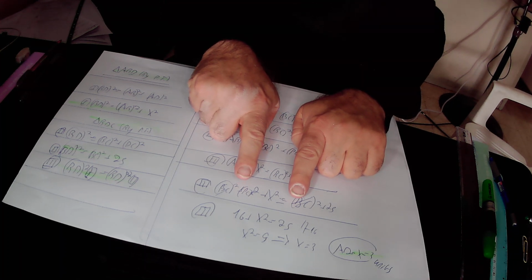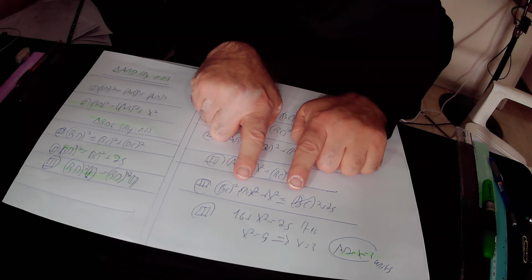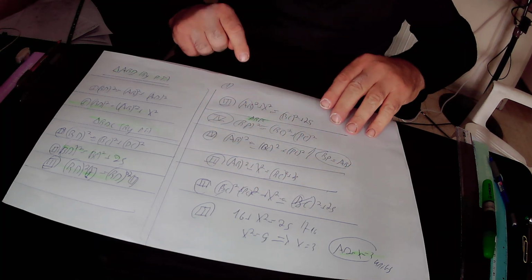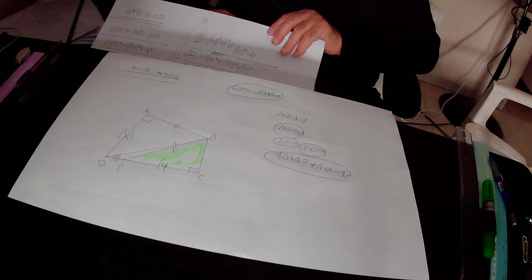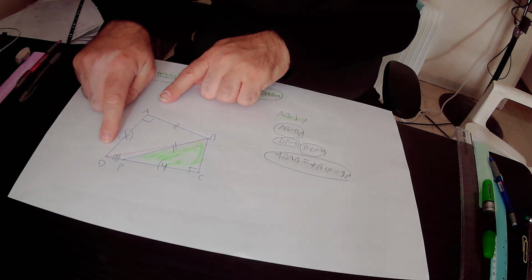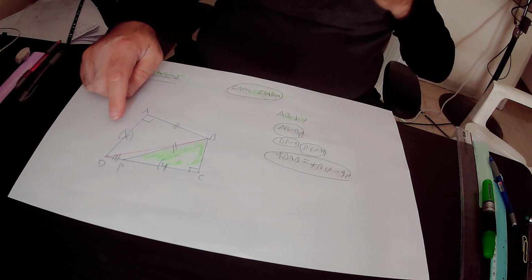Here we subtract 16 from both sides, and according to equation 3, X squared equals 25 minus 16, which is 9. So X squared equals 9. Then we take the square root, and we find that X equals the square root of 9, that is 3. So AD, which is X, equals 3 according to the first method.